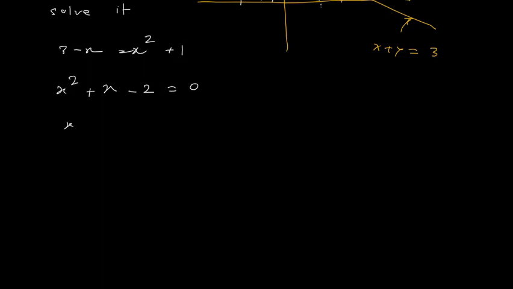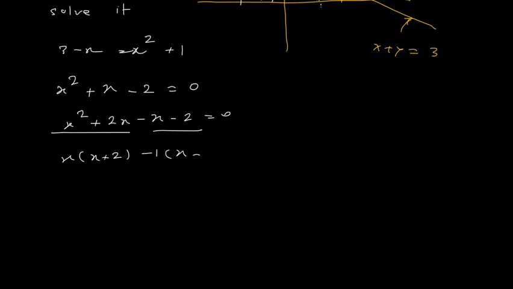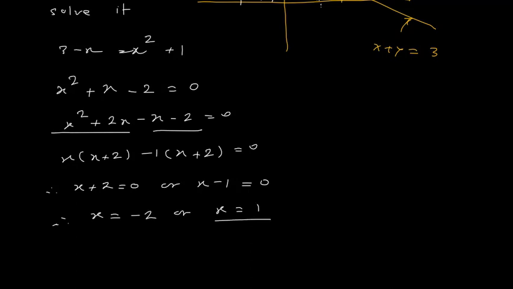Now here I factorize it, x square plus 2x minus x minus 2 equal to 0. This will give me, I take x common, so it is x plus 2. Then here I take minus 1 common, it is x plus 2 equal to 0. So therefore I have x plus 2 equal to 0 or I have x minus 1 equal to 0. So therefore the value of x is minus 2 or the value of x is plus 1.